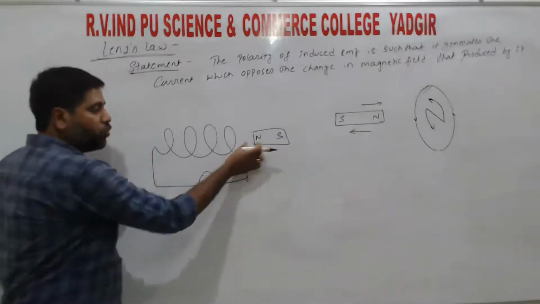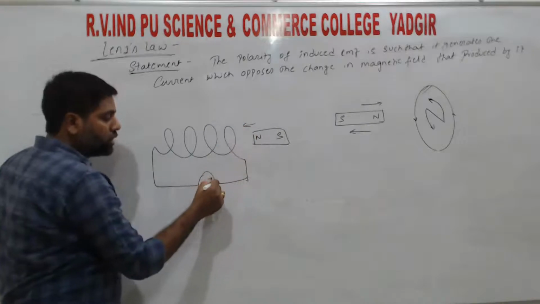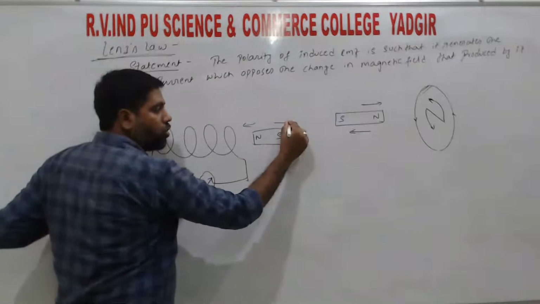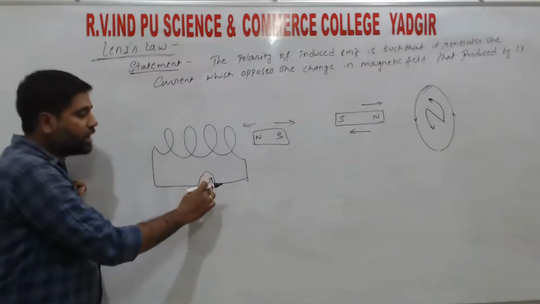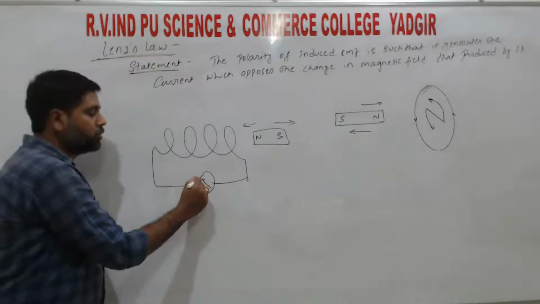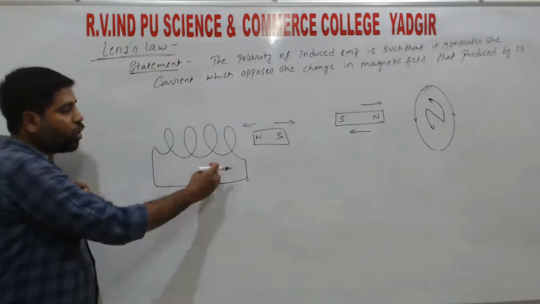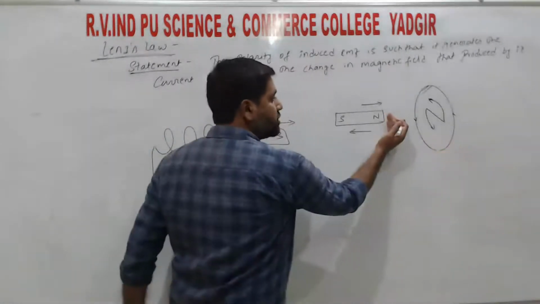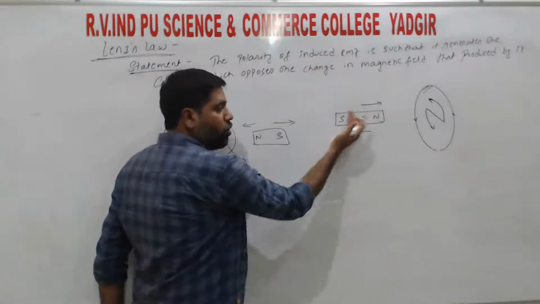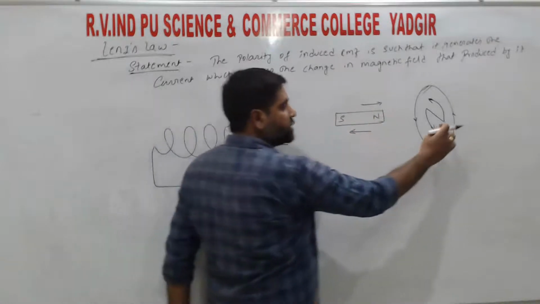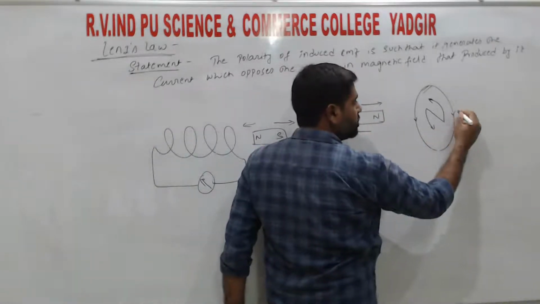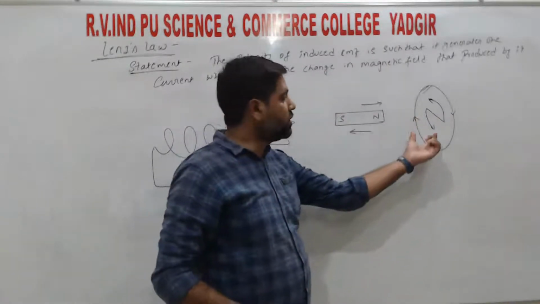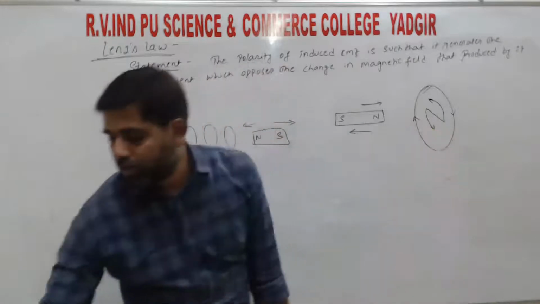When the magnet is moved towards the coil, the galvanometer shows deflection, a deflection on one side. When it moves away from the coil, it shows deflection in the opposite direction, right? Opposite deflection means the current moves in the opposite direction. So as the magnet is repelled, that means moved away from the coil, the current changes its direction. If the direction changes, it behaves as a south pole, right?